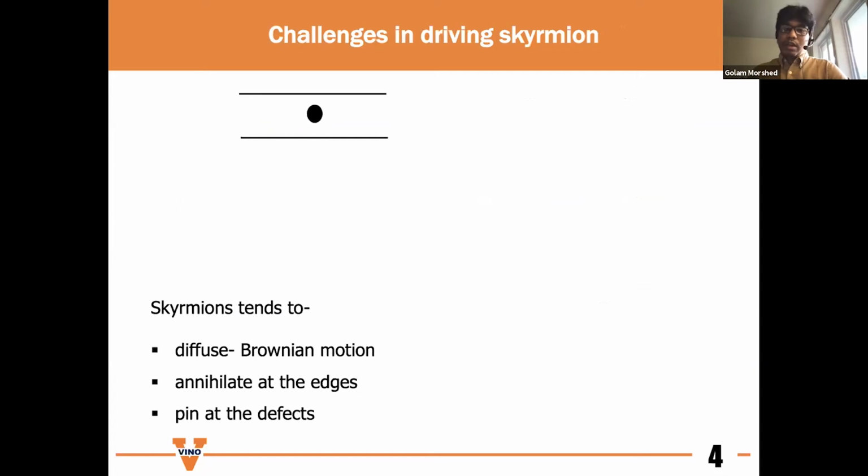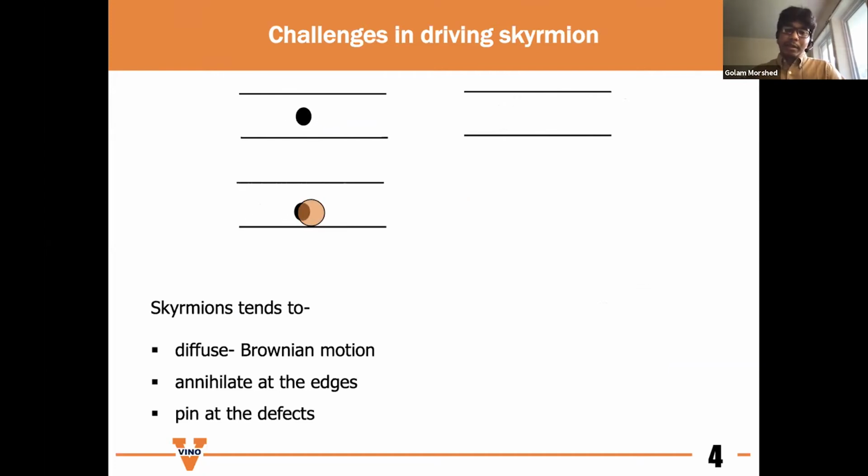Although skyrmions have attractive features for application, they have their own challenges. Skyrmions are susceptible to thermal fluctuation, and they exhibit Brownian motion. A skyrmion doesn't stop immediately when the current is removed, so it has an inertia-driven drift velocity as well. Skyrmions annihilate at the edges due to the skyrmion Hall effect. And a skyrmion can be pinned at a defect in a non-ideal racetrack.